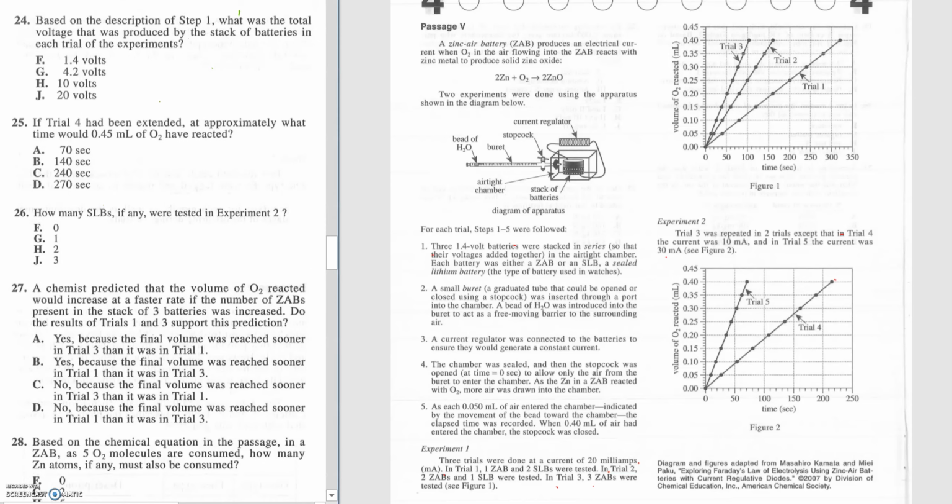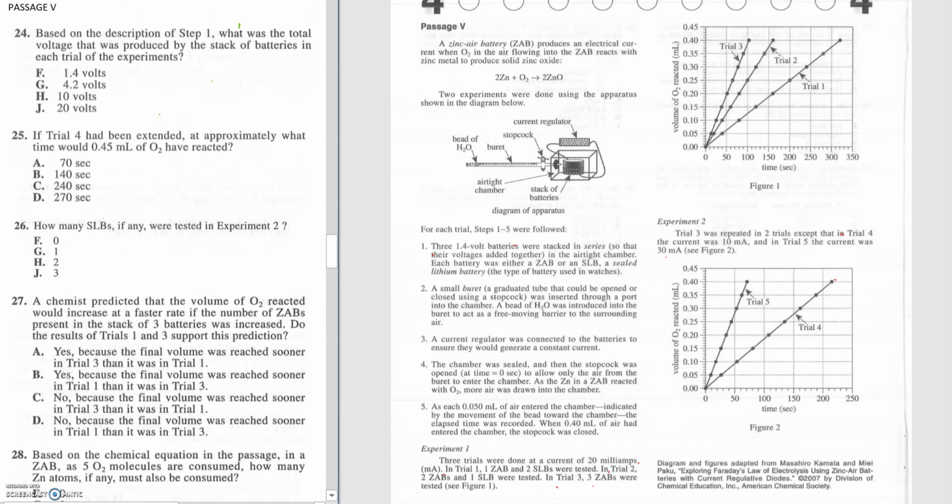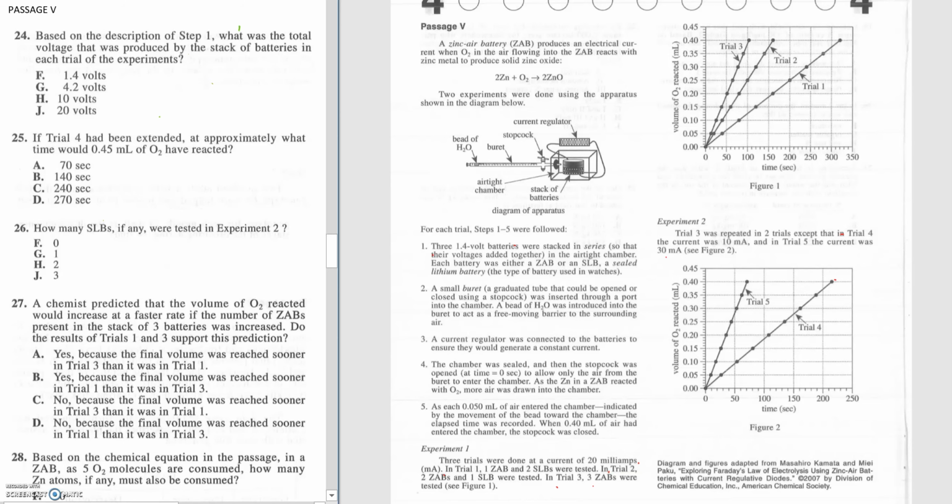Okay, this is passage 5, and I like the look of it. The graphs look fairly similar, and they do this a lot where they'll give you a little diagram and then they'll give you a couple of graphs. Anywho, let's get right into it.